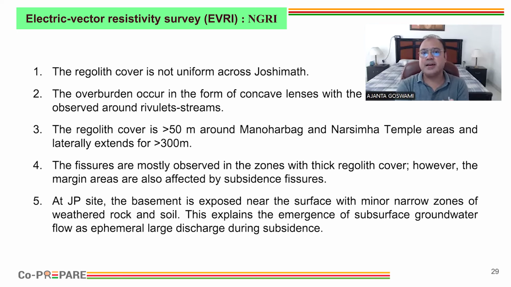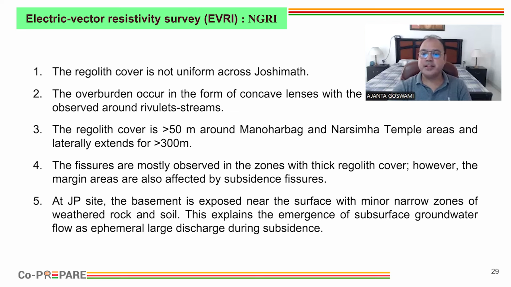If I summarize their findings, according to ERI, electrical resistivity survey, NGRI concluded that regolith cover is not uniform across Joshimath. GSI also concluded the same thing. The overburden occurs in the form of a concave lens with the maximum thickness observed around the rivulet streams. Regolith cover is greater than 50 meter around Manohar Bagh area and Narsimha Temple area, and it laterally extends for greater than 300 meters. Fissures are mostly observed in the zones with thick regolith cover. However, the margin areas are also affected by subsidence fissures.